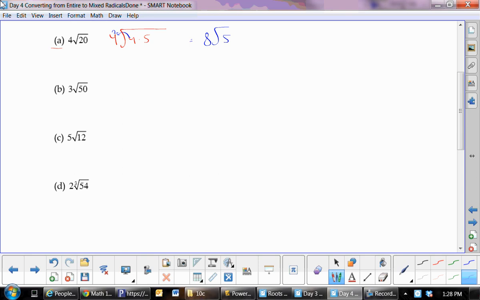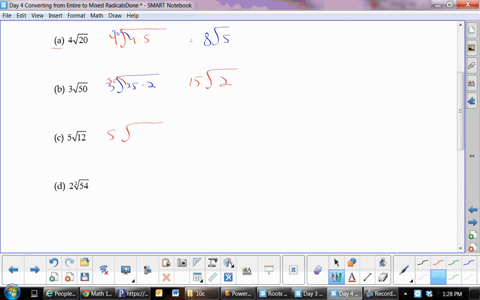Okay? Now, 3 root 50. 3, and I go like this. What times what? 25 times 2. 25 comes out to be 5. So take the time. You can do this. 5 times 3 is 15 root 2.